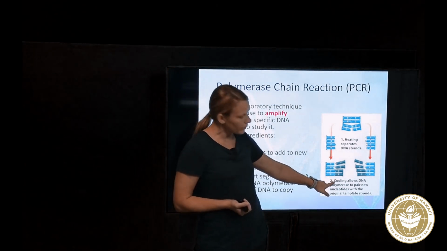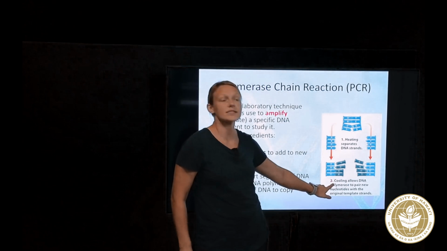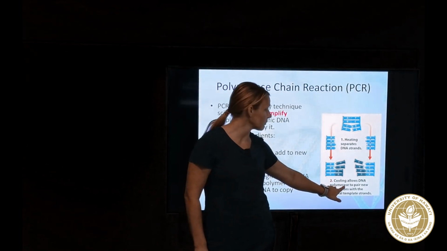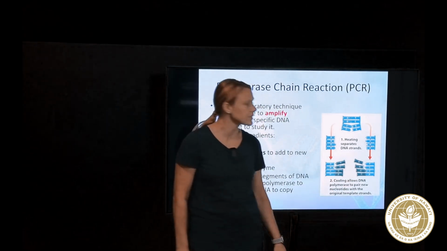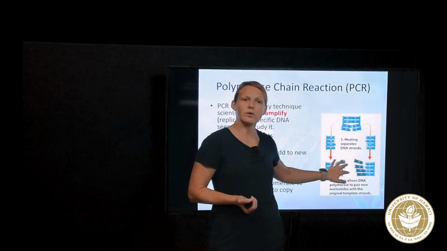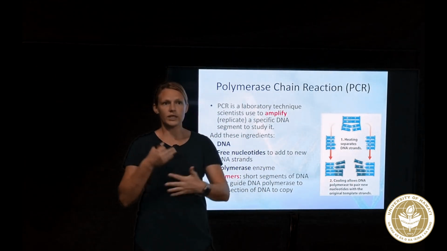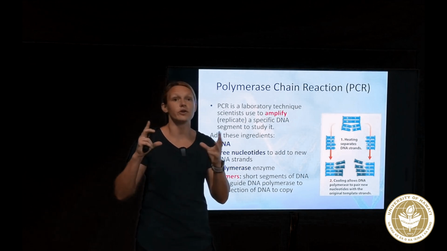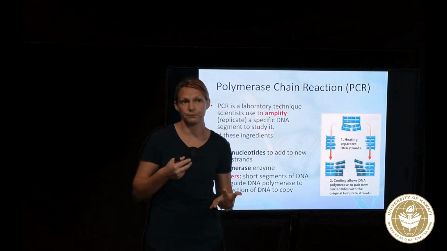Then the cooling, the machine stops heating and it starts to cool. That allows DNA polymerase, that enzyme, to pair the new nucleotides with the original template strands. And then you go from one strand to having now a total of 2 strands. And you keep doing this over and over again. The machine you can set for the number of replications that this cycle is done.